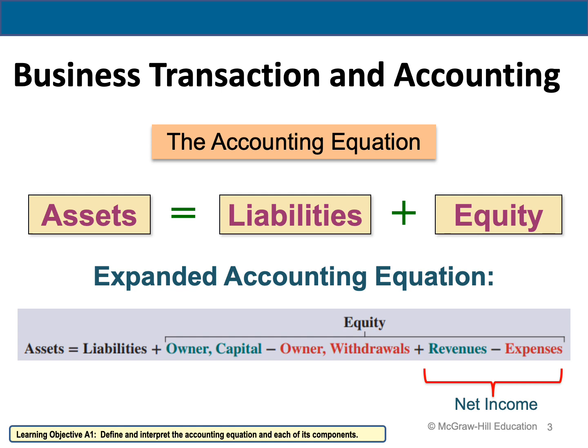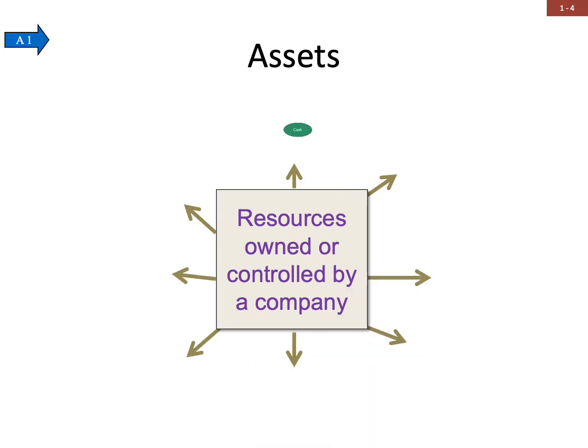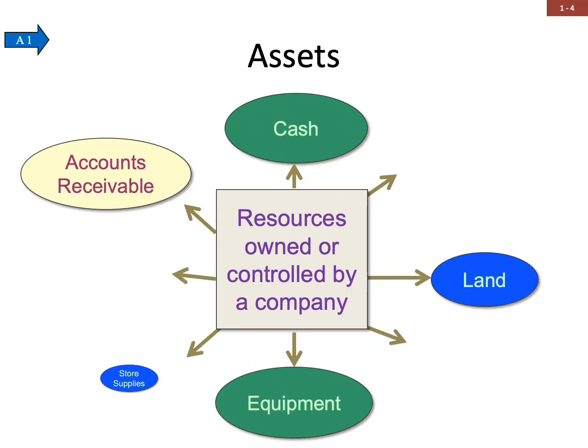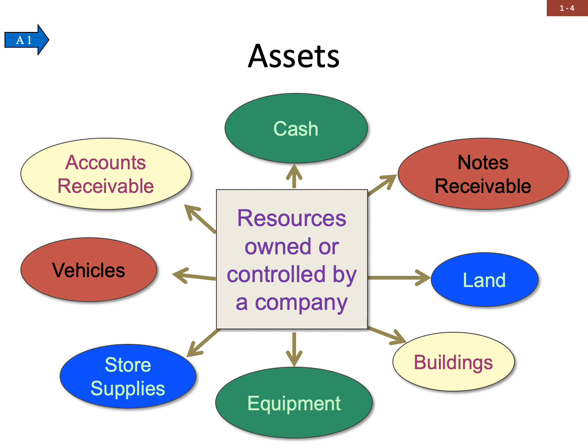Now, let us first understand the first component of the accounting equation. What is an asset? Assets are the resources owned or controlled by the company. And we have examples of assets: cash, notes receivable, land, buildings, equipment, store supplies, vehicles, and accounts receivable.